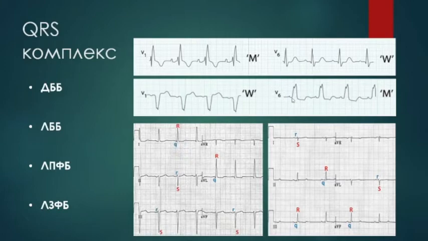Okay? For right bundle branch block, you have M-shaped in V1. In left bundle branch block, you have M-shaped in V6. Okay? Do you need more examples? Do you want to see it as a whole EKG on the internet? It's quite simple. You only need V1 and V6.